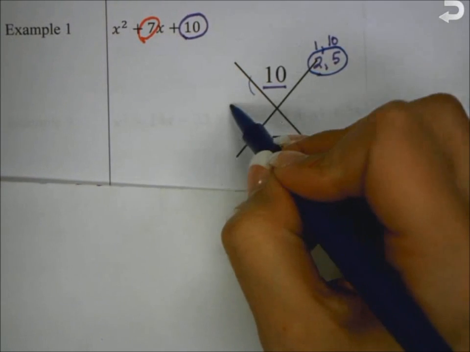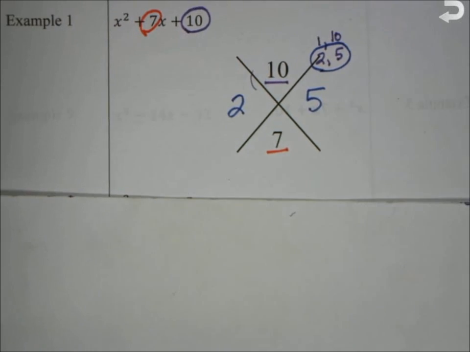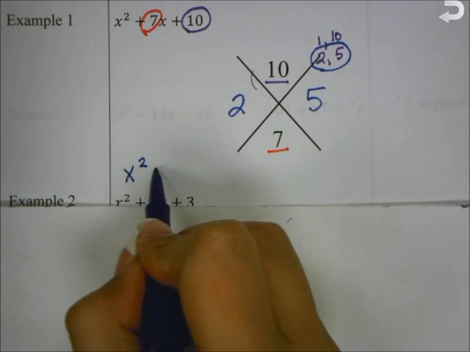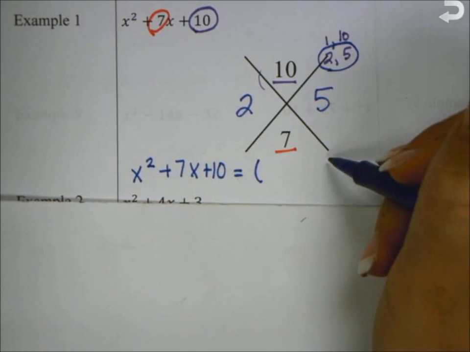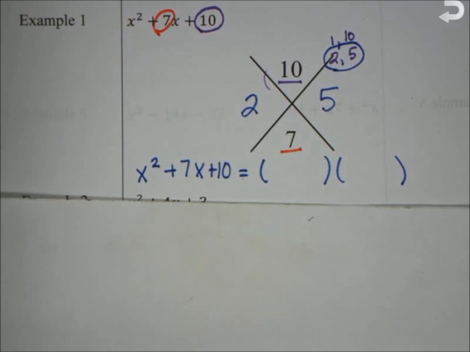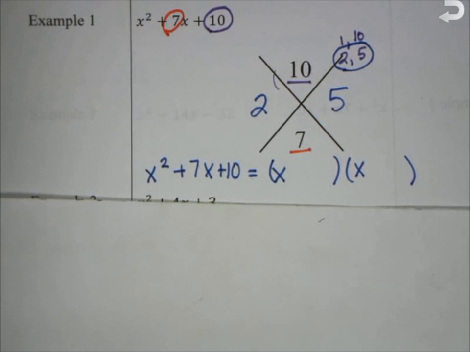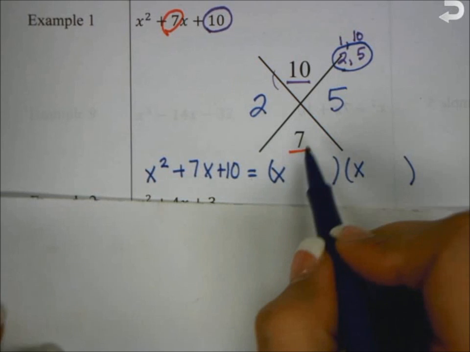So now that I know what my two factors are, 2 and 5, what do I do with them? I want to factor it out. So x squared plus 7x plus 10 factors out to what? I write my two parentheses, and I fill in my x's. I know those are always going to be x. And then what were my two factors? Positive 2, so x plus 2 is 1, and positive 5, so x plus 5 is the second factor. And this is my answer.